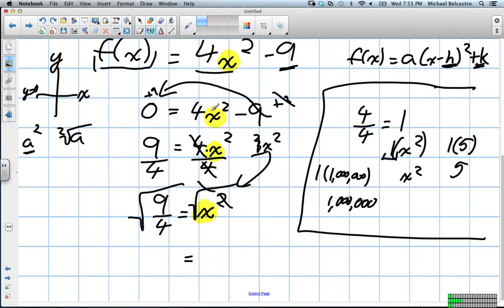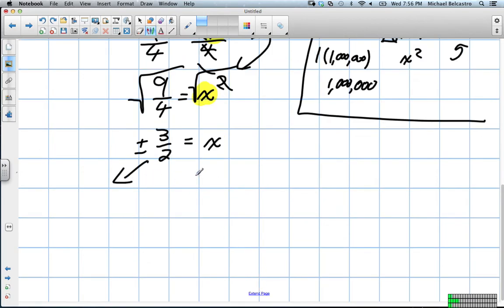On the other side, I actually have to figure out what the square root of 9 over 4 is. Well, what's the square root of 9? 3. And what's the square root of 4? 2. So the square root of 9 over 4 is 3 over 2. But here's the trick: the square root of 9 is not just positive 3. It's also negative 3, and vice versa. So our answer is technically plus or minus 3 over 2. Okay, so our x is plus or minus 3 over 2.